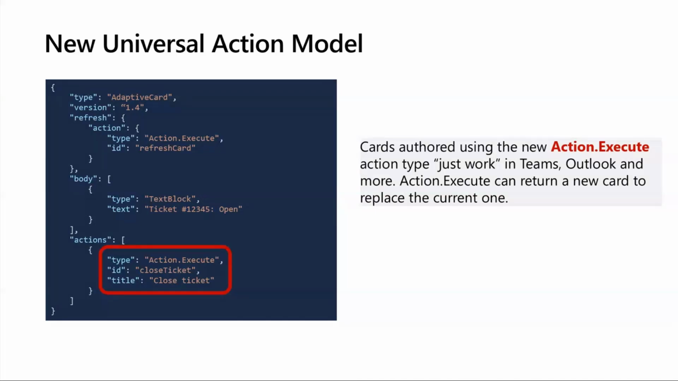And wait, there's more to it. Now we have also introduced a refresh card mechanism, and action.execute can now return a new card to replace the existing card in place. This wasn't an option that existed in Teams in the older versions of adaptive cards, but in our newest launch 1.4, now you get to see in place refresh cards getting returned on Teams as well.